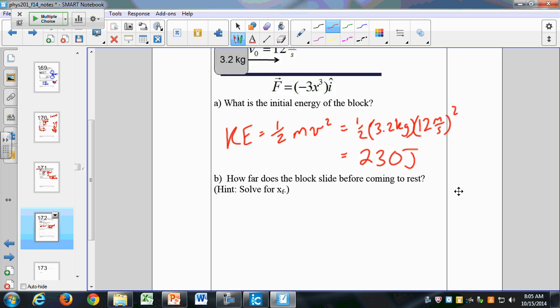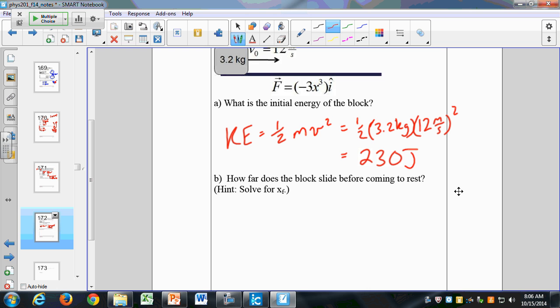So what you want to do here, and I'm going to give you a couple minutes to think about how to do it, is I know that I have this amount of energy right now, right? And I know that this force is taking away energy. I want to know how far it goes before it takes away all of this energy. So you need to calculate the work done by this force, and then solve for the final position where all of that work, that is 230 joules, has been taken away. So how do I find the work done by that position varying force?